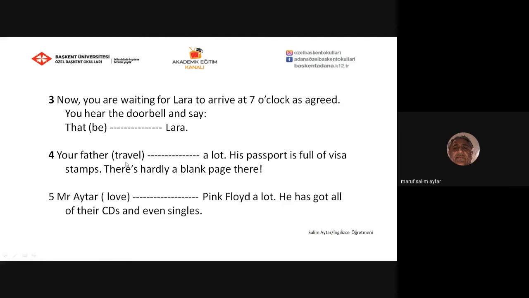Number 4. You look at the statement, your father is traveling a lot. And the clue is given here actually. His passport is full of visa stamps. There's hardly a blank page there. So that tells us that your father travels a lot in a way. Just make a strong deduction here, please.